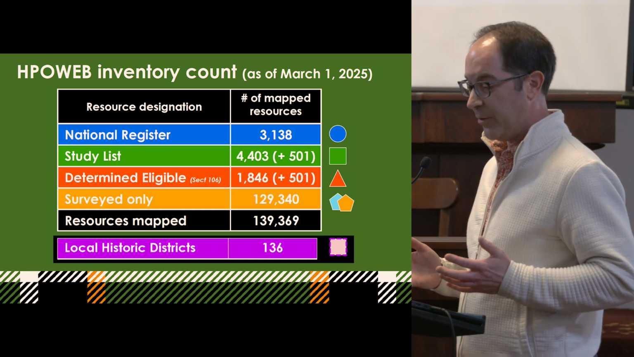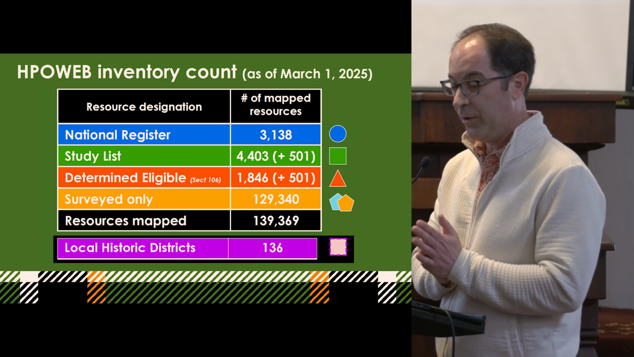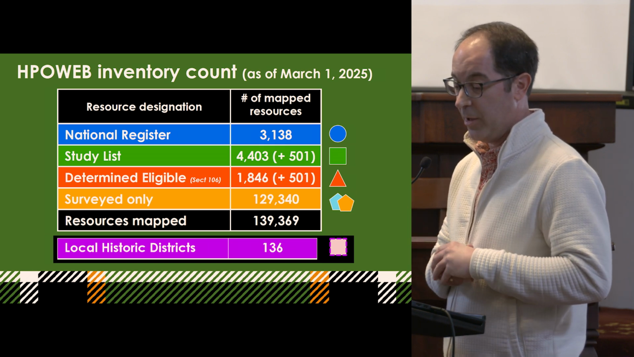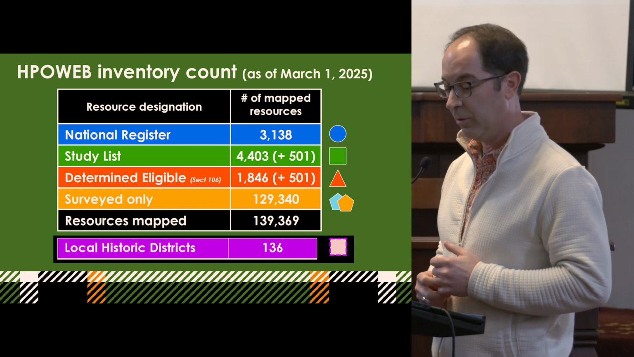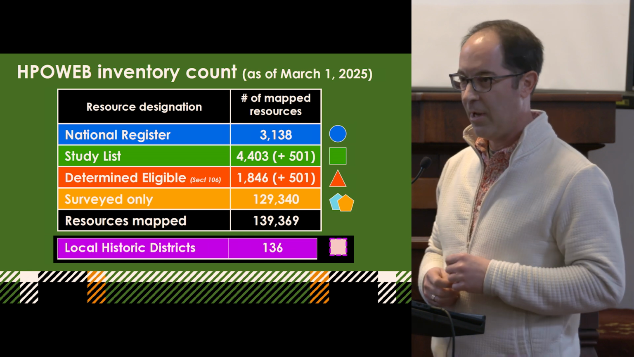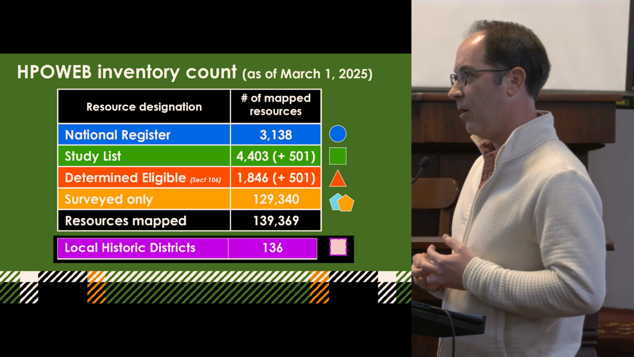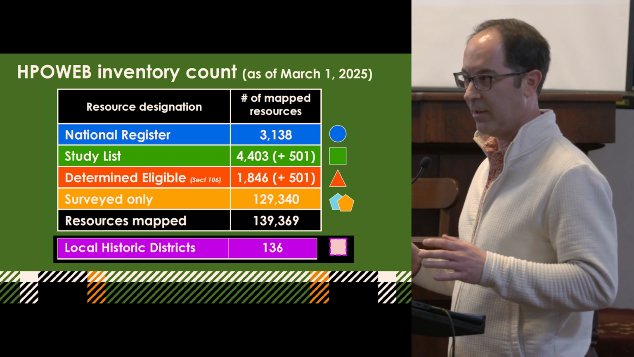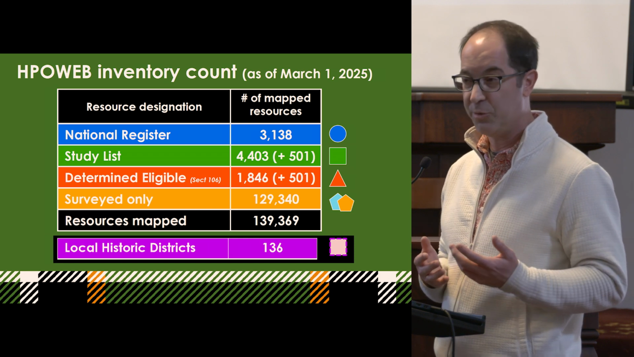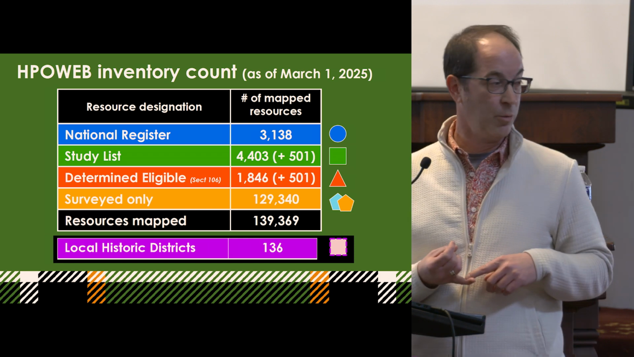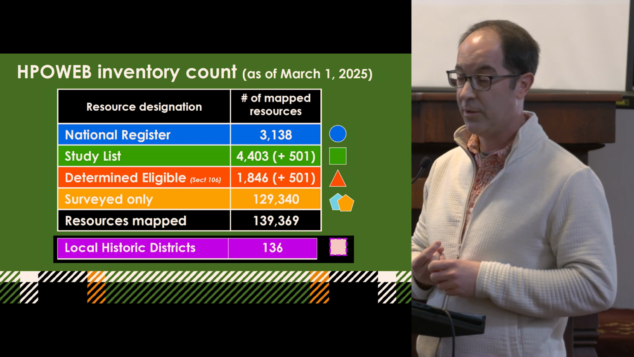As of the beginning of this month, here's a rundown of how many places we have mapped within HPO Web. If you look at resources mapped toward the bottom, it's almost 140,000 places. Now you may recall that Beth earlier had said 142,000 resources. That's in our database. There are a couple of thousand resources that we do not map in HPO Web. Oddly, we do have some archaeological resources listed in our survey database for whatever reason.